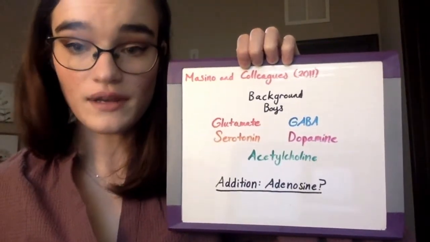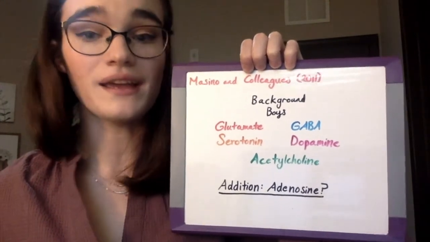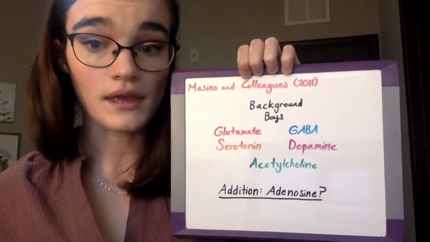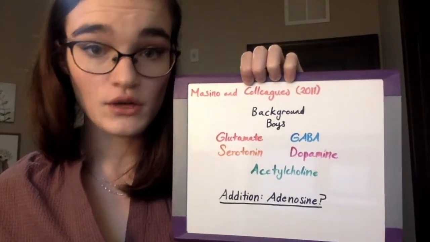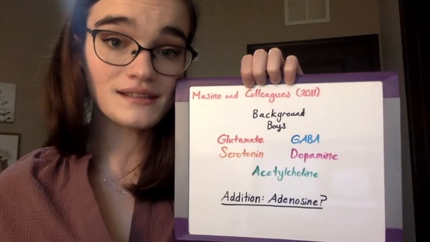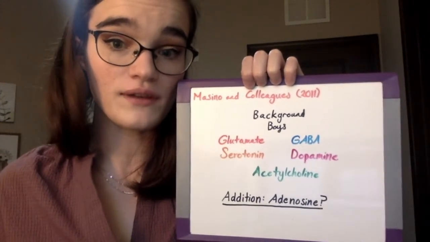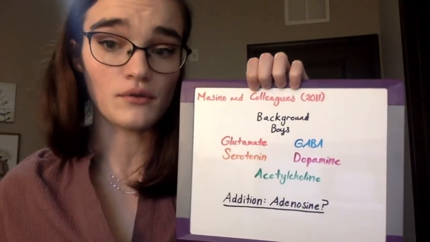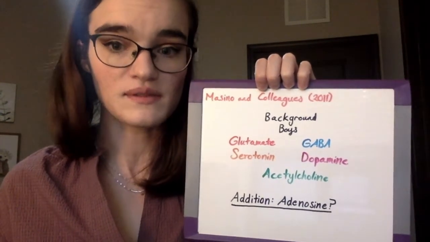Back in 2011, Mazzone and colleagues started their study by indicating 5 neurotransmitters commonly found in ASD, being glutamate, GABA, serotonin, dopamine, and acetylcholine. They aimed to add adenosine, which is a neurotransmitter derivative, as the 6th biochemical that ideally would explain the high number of sleep symptoms seen in autism spectrum disorder.